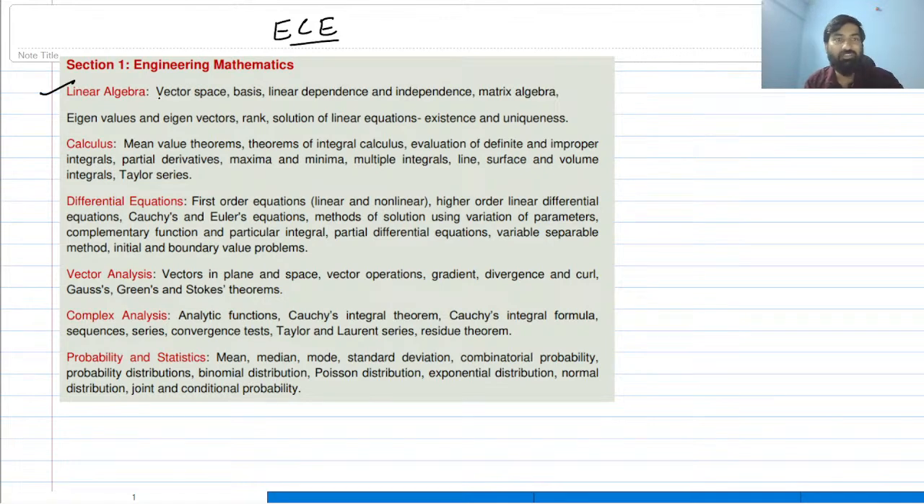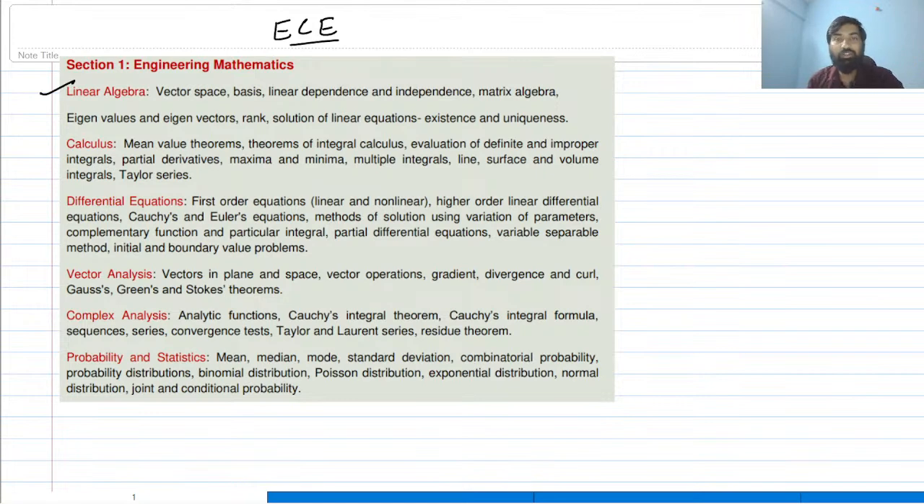You can see here the vector space. What is the meaning of vector space? And what is the difference between the vector and the eigenvector? We have got eigenvector, we have got eigenvalues. What is the difference between eigenvector and eigenvalues? Also we will see what is the meaning of linear dependence and independence. There are other topics as well, which I will list once we start linear algebra.